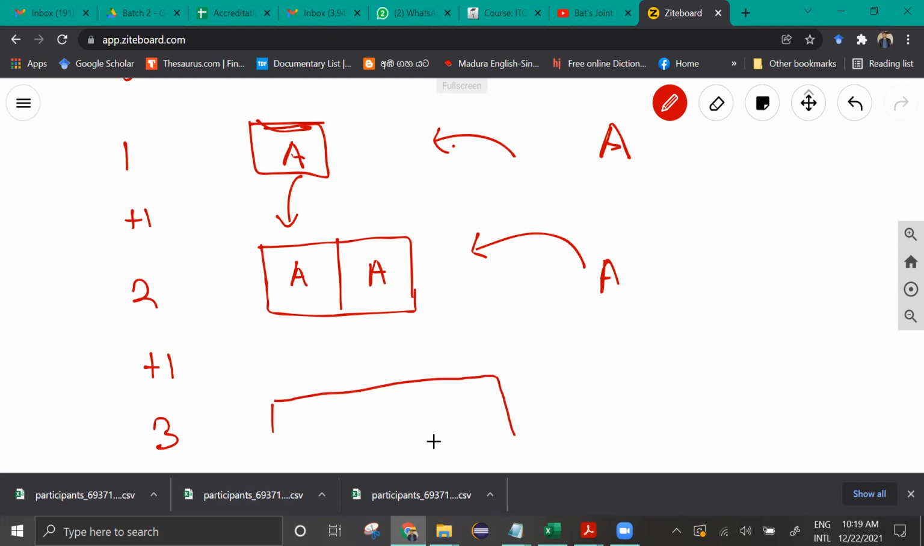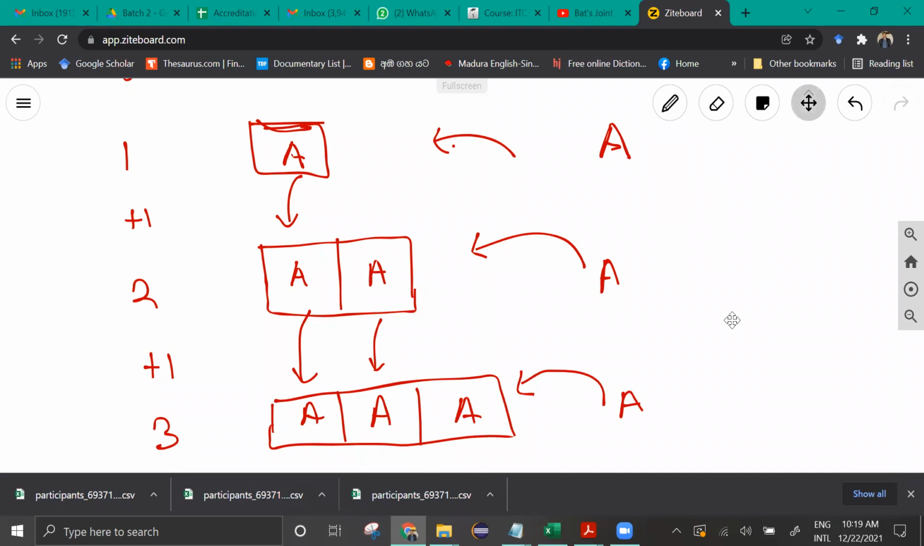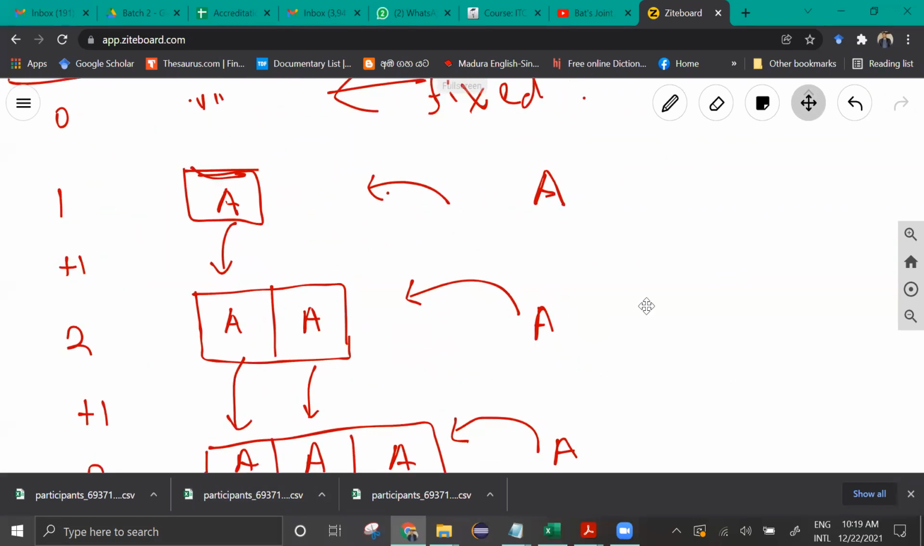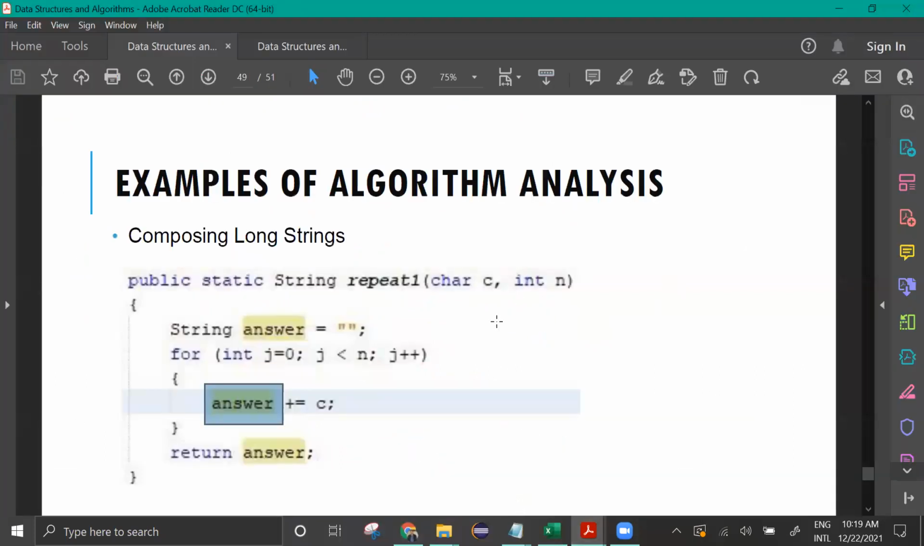So in the next case, it will create a new array with size plus 1. It will copy the values of the previous array, and then the new A is added, right? So likewise, this iterates n times, but internally another loop takes place.